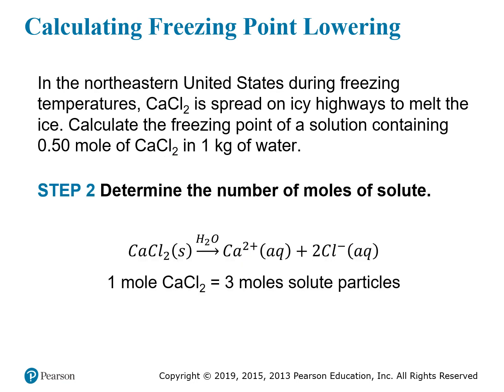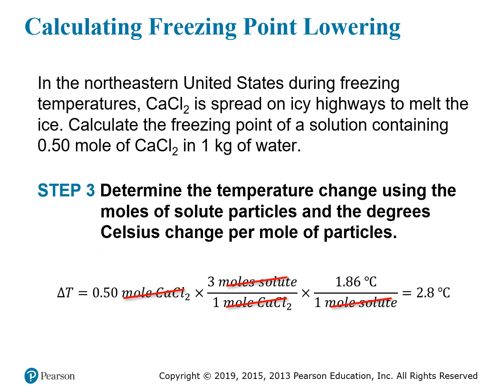So the first thing we have to do is determine the number of moles of solute by figuring out how calcium chloride breaks down. It's important to know that calcium chloride forms 1 calcium ion and 2 chloride ions. So 1 mole of calcium chloride actually produces 3 moles of solute particles. So if we have a half mole of calcium chloride multiplied by 3 moles of solute per every 1 mole of calcium chloride, that's going to tell us that we have 1.5 moles of solute particles.